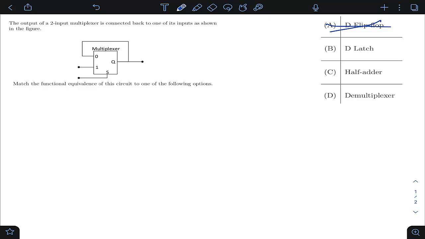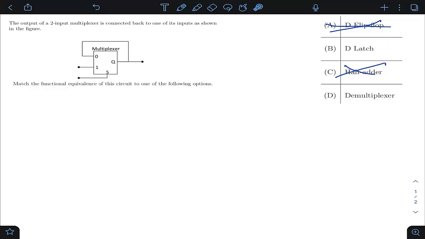The answer cannot be a half adder also because in a half adder there are two inputs, two outputs, right? A, B is the input, sum and carry are the output. So here it is not possible. You can see clearly. So half adder is not possible. So the answer could be D latch or demultiplexer.